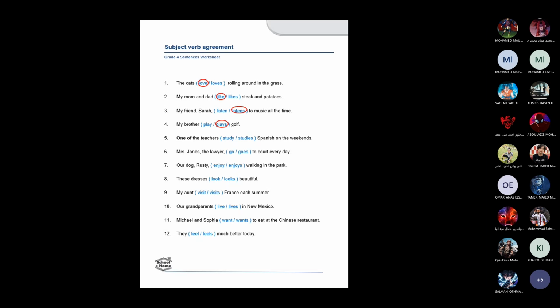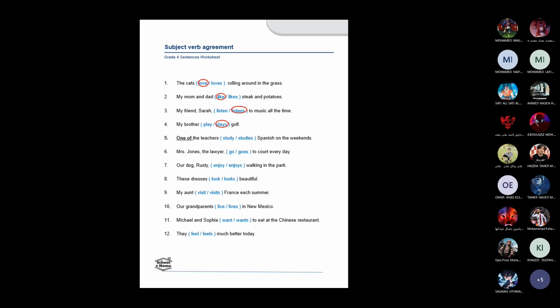I explained this point to Abdulaziz Qadri, and I'll ask Abdulaziz about that. Where is Abdulaziz Qadri? Yes. Number five, Abdulaziz. One of the teachers studies Spanish on the weekend. Pay your attention, Karim Isam. Which choice is correct? Studies. Why, Abdulaziz? Because one of the teachers, one, single. Because we mean only one teacher of the teachers. Understand, Karim? I'm not talking about the whole teachers. I'm talking about one teacher of the teachers. So pay your attention next time, Karim. Okay, thanks, Karim. Thanks, Abdulaziz.